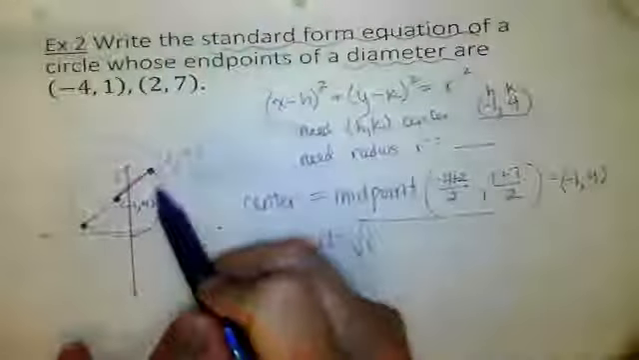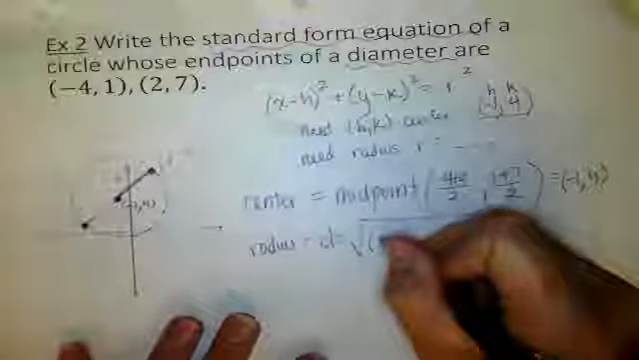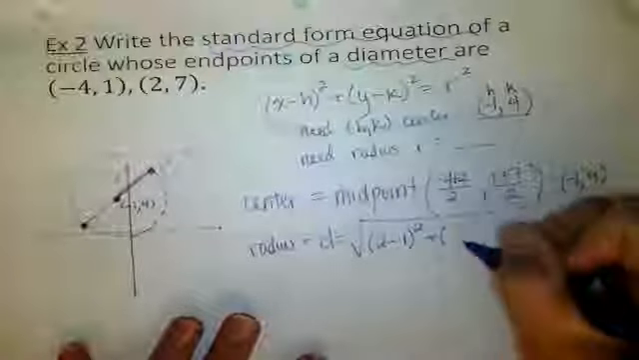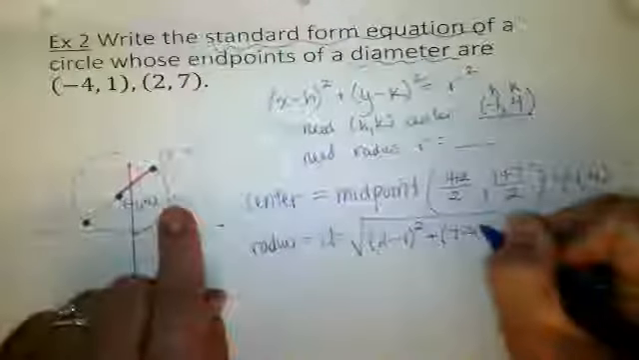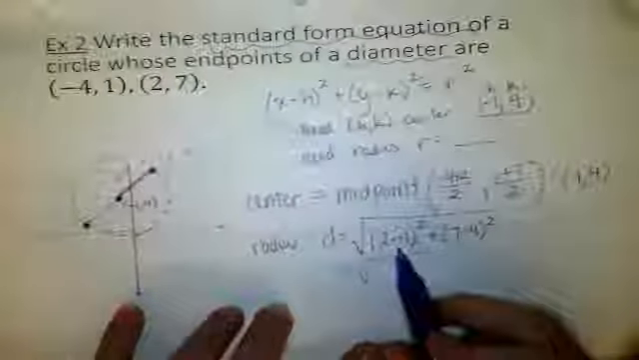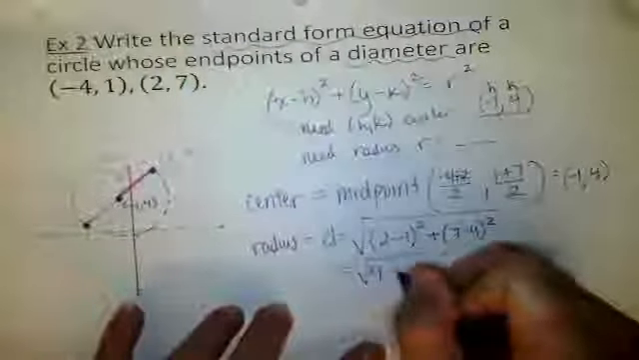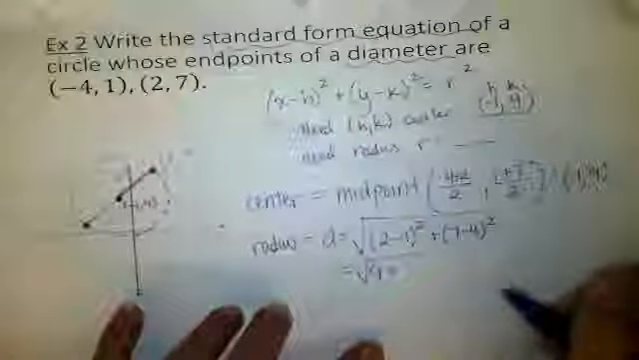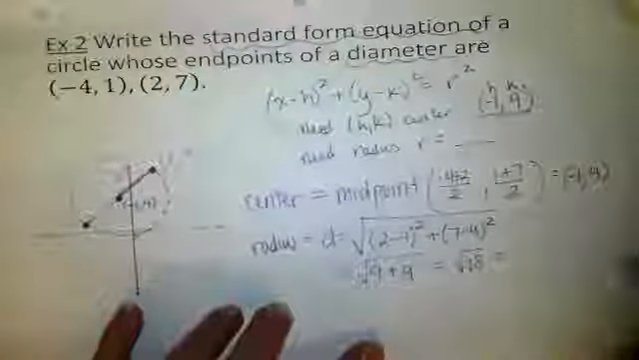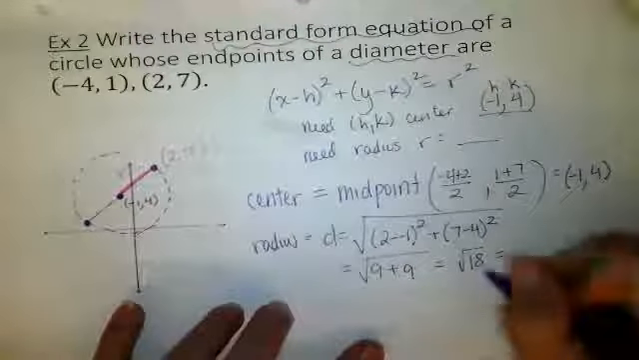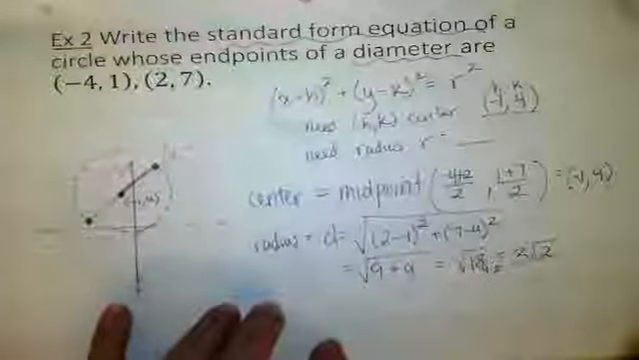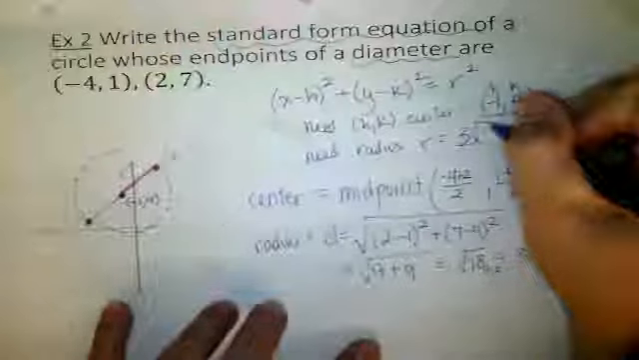x2 minus x1 squared. So subtract the x's and square them: 2 minus a negative 1, squared. Subtract the y's and square it: 7 minus 4, squared. 2 minus a negative 1 is really 3, squared is 9. 7 minus 4 is 3, squared is 9. So we get radical 18. And how does that simplify? 3 radical 2. Good. It's 9 times 2. The square root of 9 is 3, radical 2. Okay, so we found our radius, 3 radical 2.